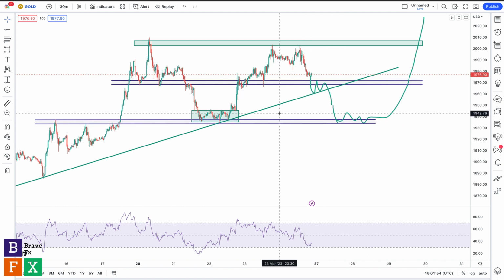So remember, this is a 30 minutes time frame, a very good time frame to get precise trade entries for a tighter risk to reward ratio.